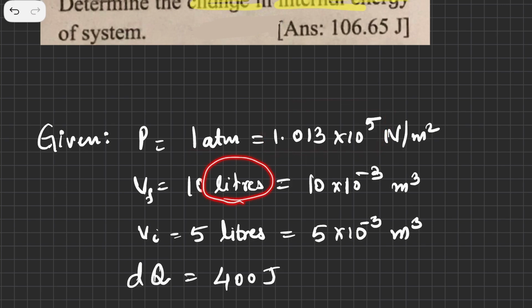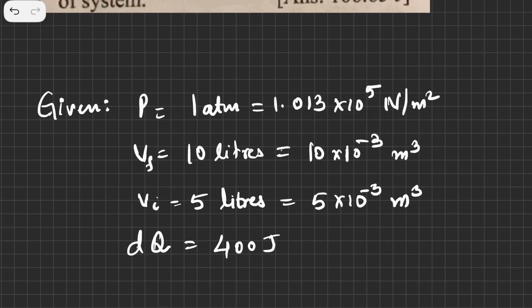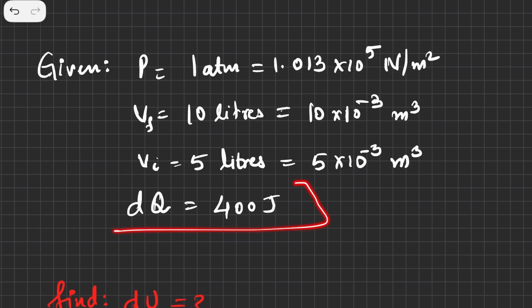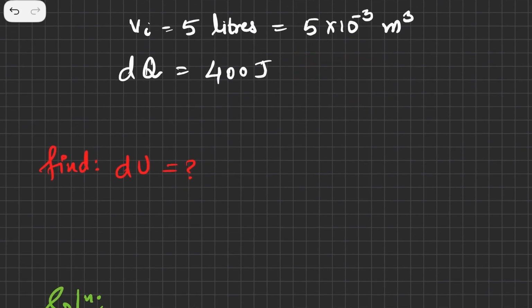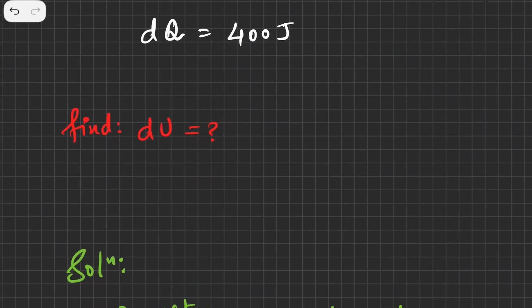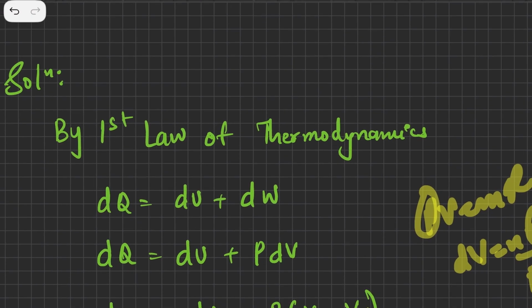Then 1 liter is 10 raised to minus 3 meter cube. If you see the highlighted part, a liter is 10 raised to minus 3 meter cube. This is normally not given, so you should be remembering that 1 liter is 10 raised to minus 3. So the 10 liters will be 10 into 10 raised to minus 3. Initial volume is given as 5 liters, so it will become 5 into 10 raised to minus 3 meter cube. The energy is given as 400 joules, which is going to get absorbed. So this is an absorbed energy. Now what they are asking us is the change in internal energy. Let us try to get it.